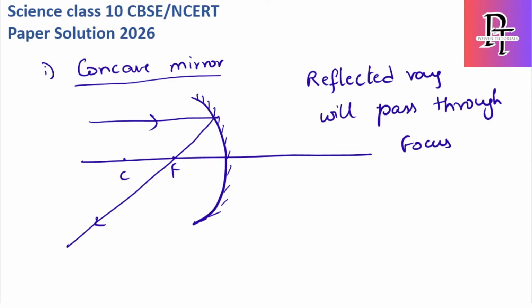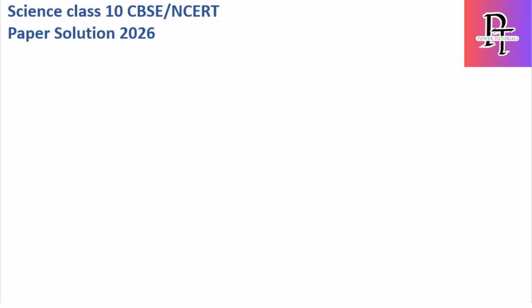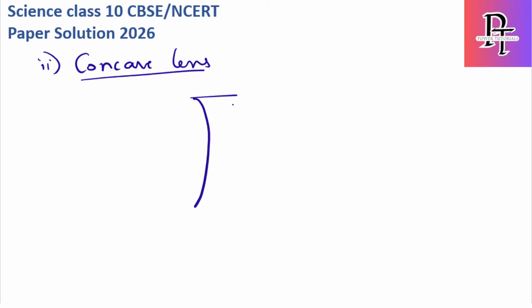Okay, second one, we have a concave lens, and they're asking how it will refract. Because it is a lens, it will refract. It will not reflect, it will refract. Second is the concave lens. So let's first draw the concave lens.